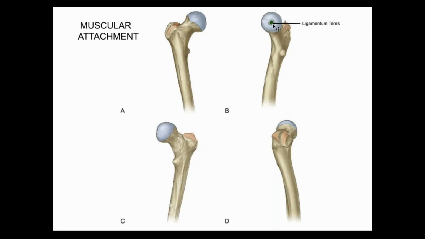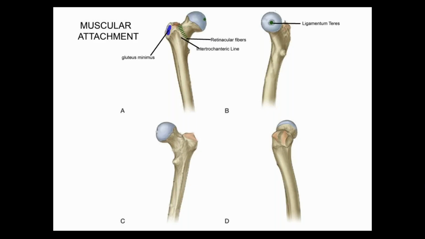Next to the head is the neck. The neck has an anterior surface and a posterior surface. The anterior surface has some oblique ridges where there is an attachment of the retinacular fibers of the fibrous capsule.